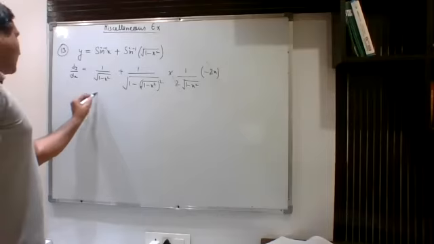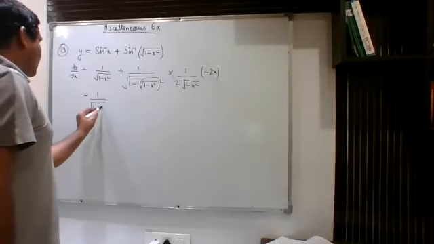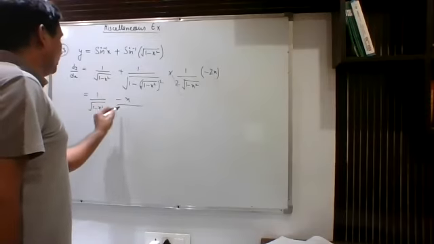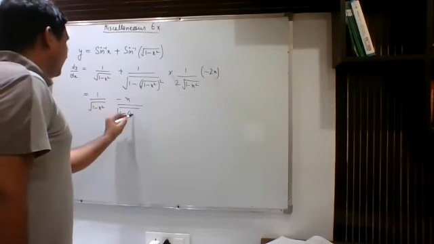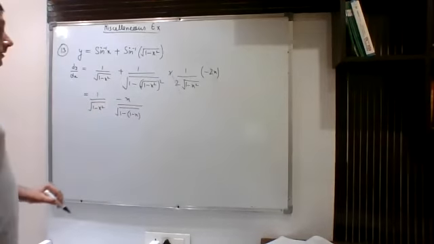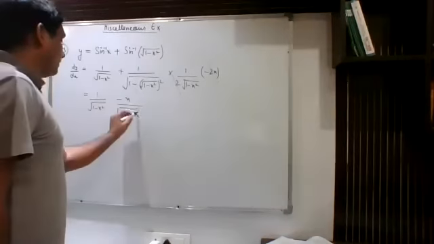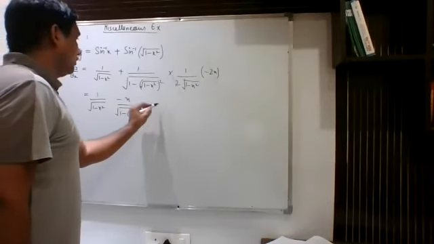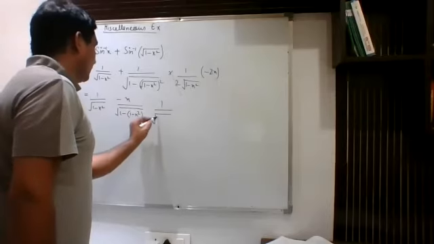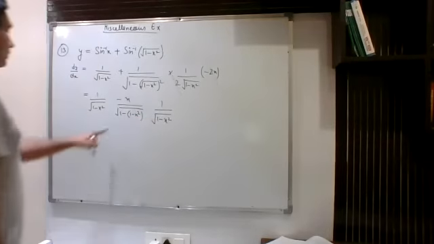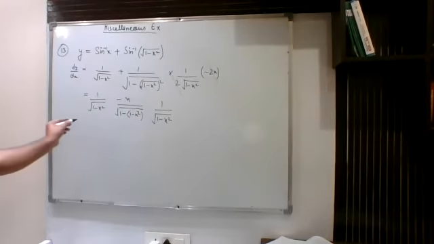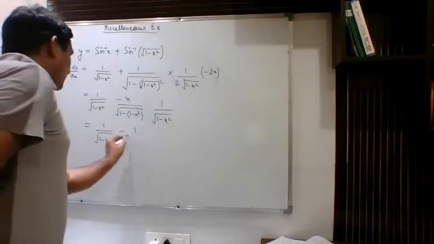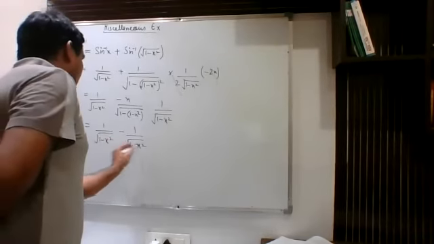And this can be written as 1 upon under the root of 1 minus x square plus, you can say, minus x upon 1 minus x square into 1 upon 1 minus x square. So when you do further calculations, this will become 1 upon under the root of 1 minus x square minus 1 upon under the root of 1 minus x square.